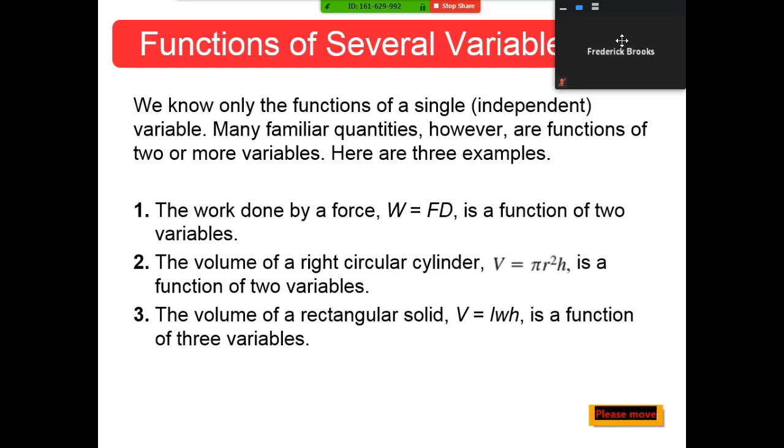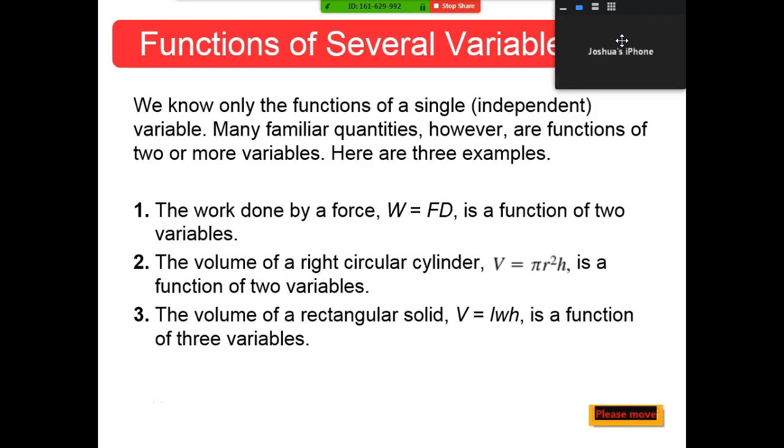Here are a few examples. I've seen some really horrendous ones too. Here's one. The work done by a force, W equals F times D, is a function of two variables. You may have a variable force, and you may have a variable displacement, okay? Their work is a function of two completely independent variables. Force and displacement, there's nothing in common with them, no units or anything.